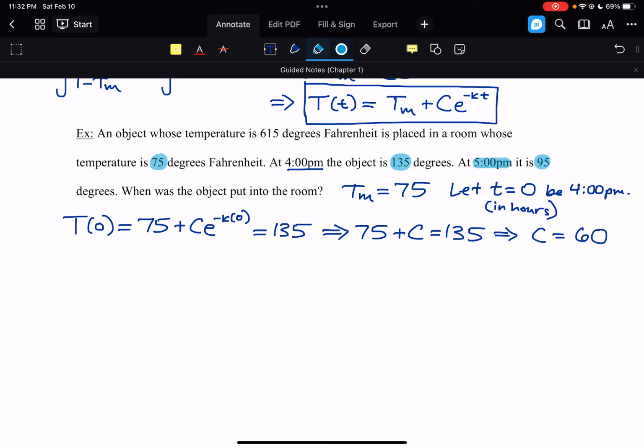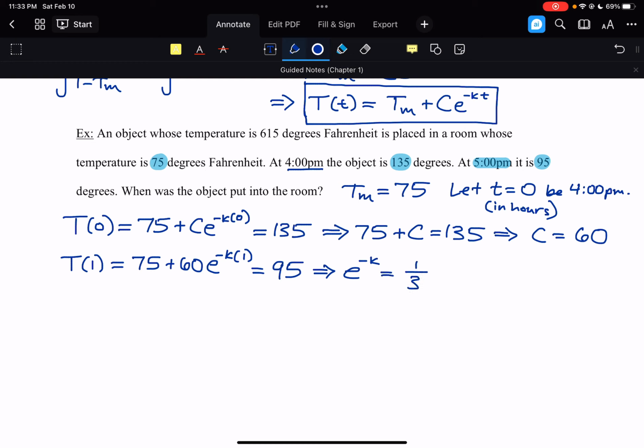At 5 p.m., it is 95 degrees. So 5 p.m. would be after 1 hour. So T of 1 is 75 plus 60 e to the negative k times 1. That equals 95. So we can go ahead and subtract the 75 over and then divide by the 60. So we get e to the negative k equals, it was 20 over 60, so 1/3.